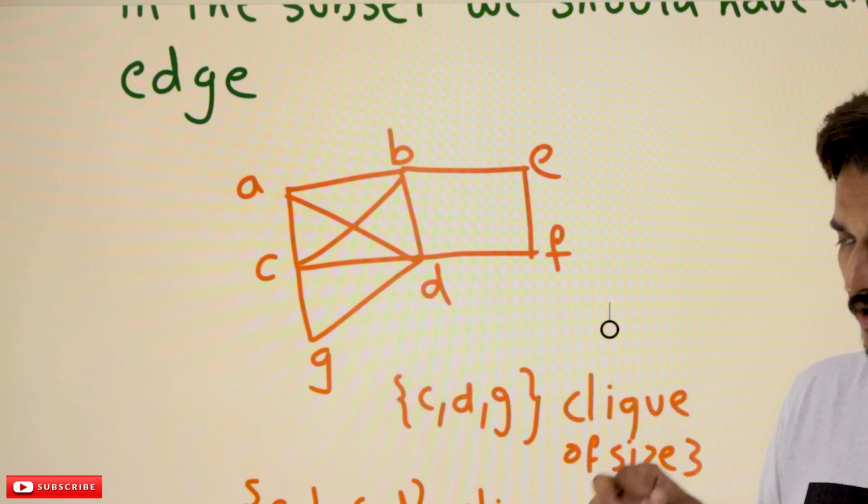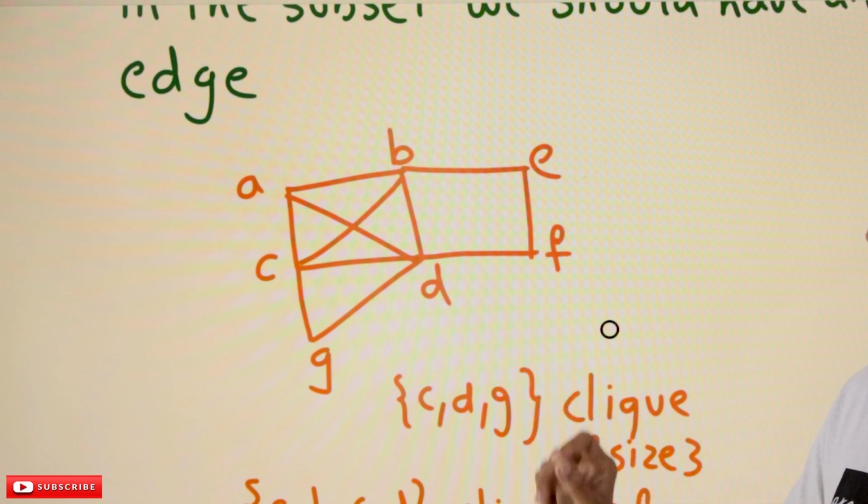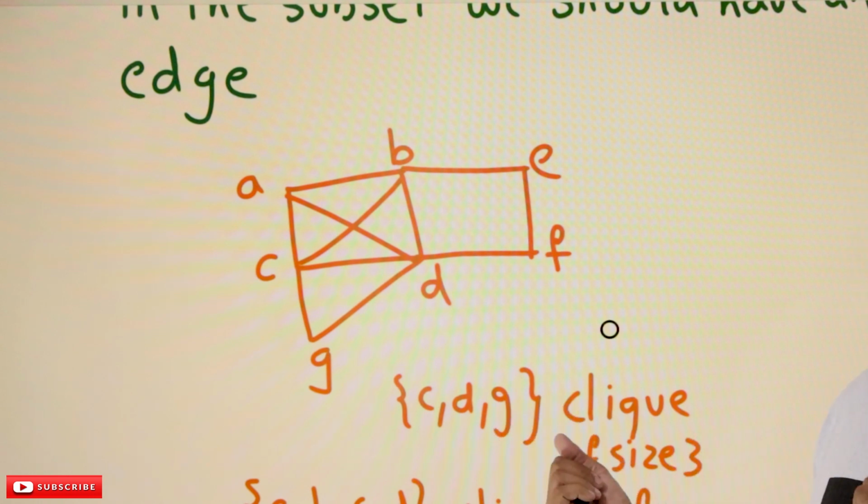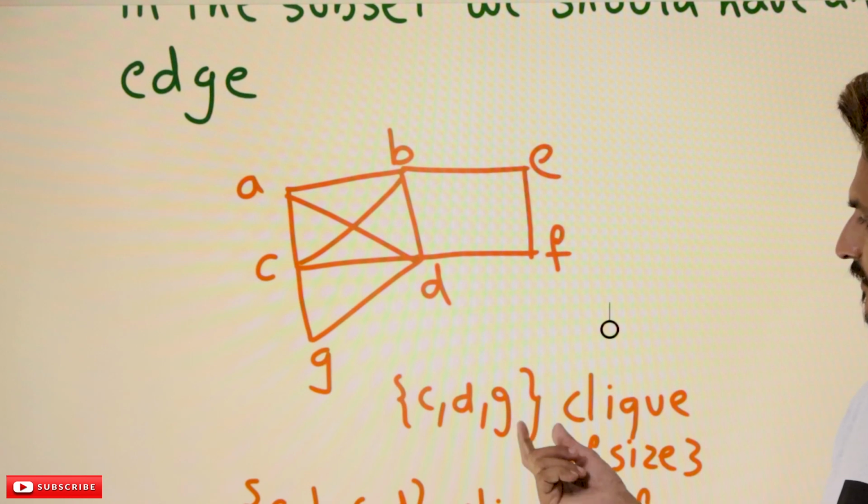You take any pair of vertices, C, D, there is an edge. C, G, there is an edge. D, G, there is an edge. You take any pair of vertices from this subset, you should have an edge. Then we call that subset of vertices a clique.